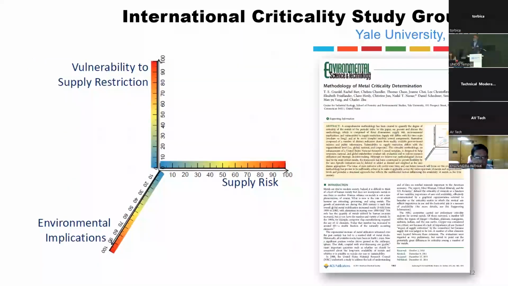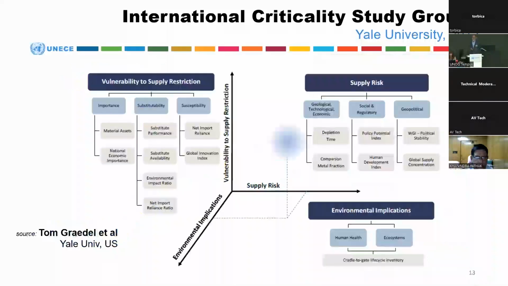Let's move to the United States and start to see a methodology, the one developed by Professor Tom Graedel from Yale University and colleagues, that has, first of all, 3 axes, so more similar to the UNECE approach, and 3 axes that represent one supply risk, similar to the discussion we had before, with the parameters that are identified in this picture.